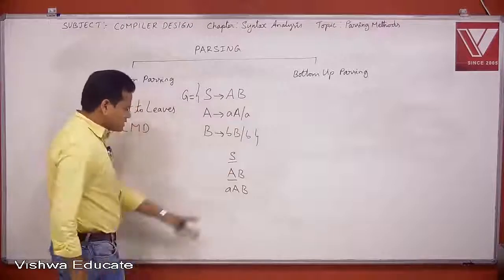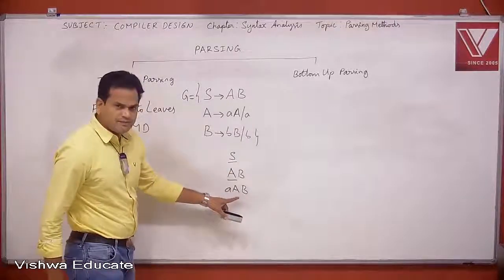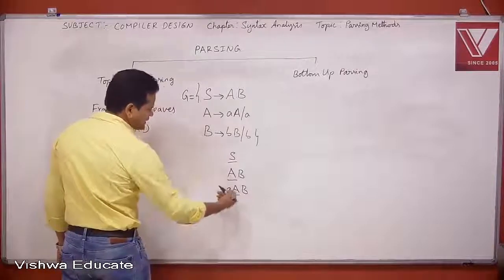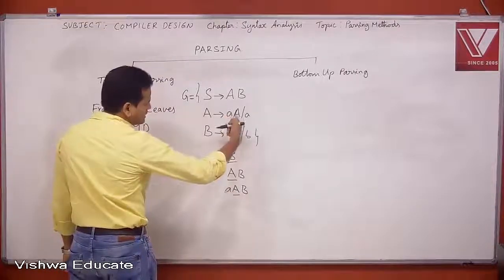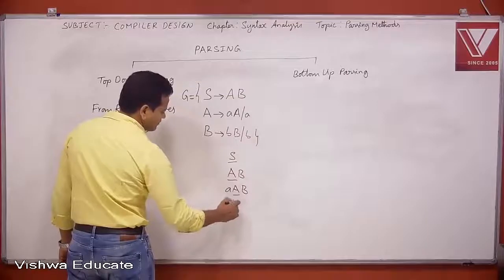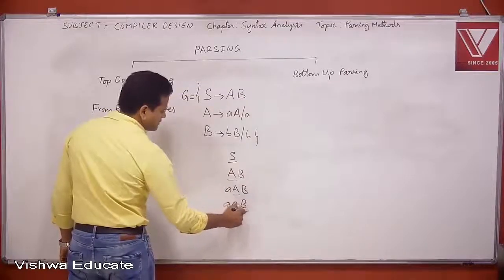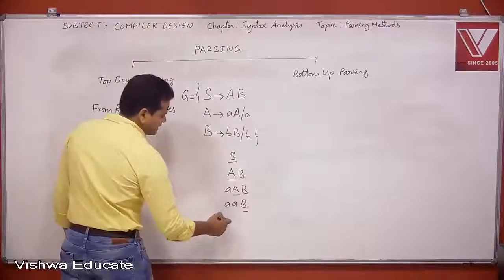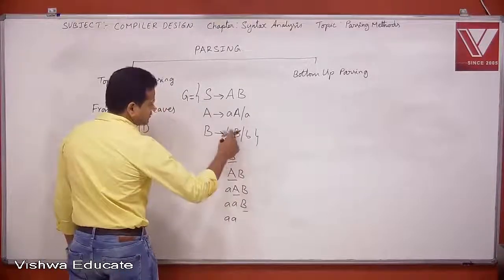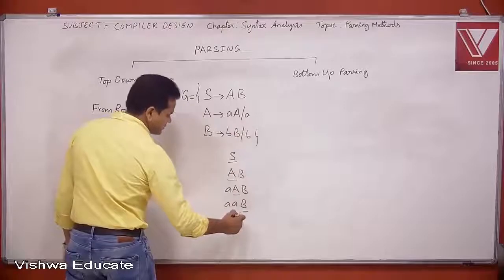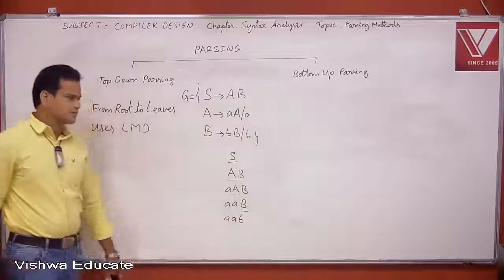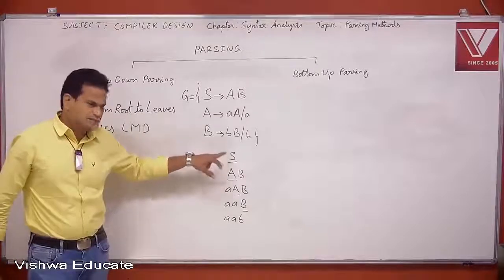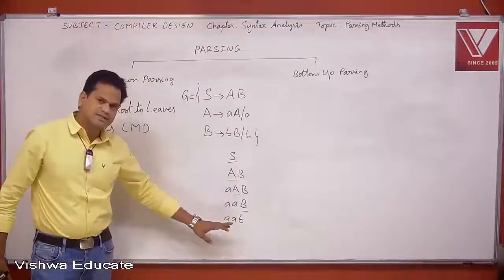Again, here two non-terminals. In these, which one is the leftmost? A is the leftmost. In A place, again we can go for AA or A. This time I am going for A. Now which one is the leftmost? B is the leftmost because that is the only one. And in B place, we can go for BB or B. This time I am going for B.